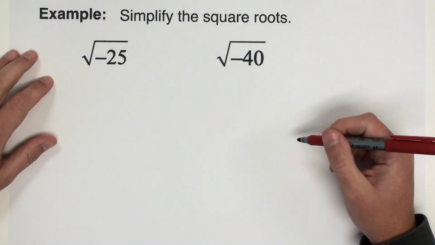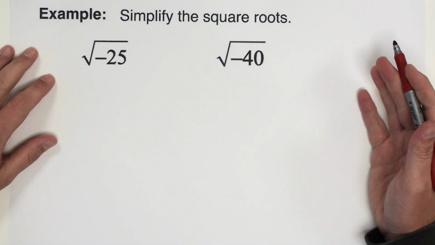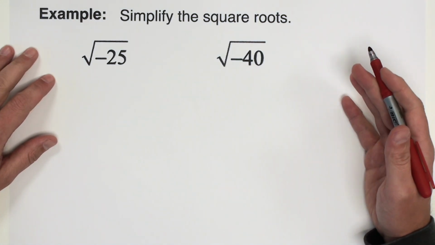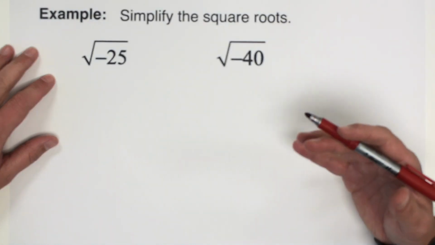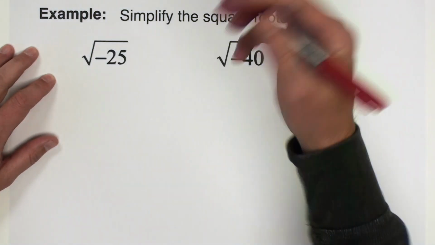All right, we have a couple examples on this slide. We're just simplifying the square roots. Now they're negative under the square roots, so we have to take that into account. Our answers are going to look just a little bit different to these problems than they typically have in the past.